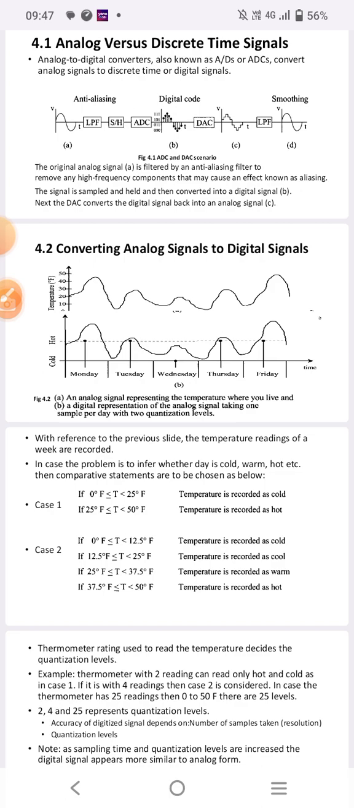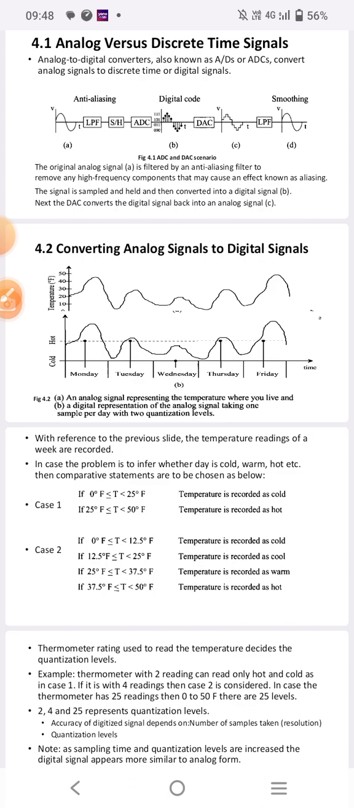Now suppose instead of taking only two readings, I make it four levels on the thermometer: 0 degree Fahrenheit, 12.5 degree Fahrenheit, 25 degree Fahrenheit, 37.5 degree Fahrenheit, and finally 50 degree Fahrenheit. Now suppose due to the rain, the temperature is around 12.5 degree Fahrenheit, so it comes under the second range. If I mention that to be cool, not cold, then I find it's a cool day, not exactly a cold day.